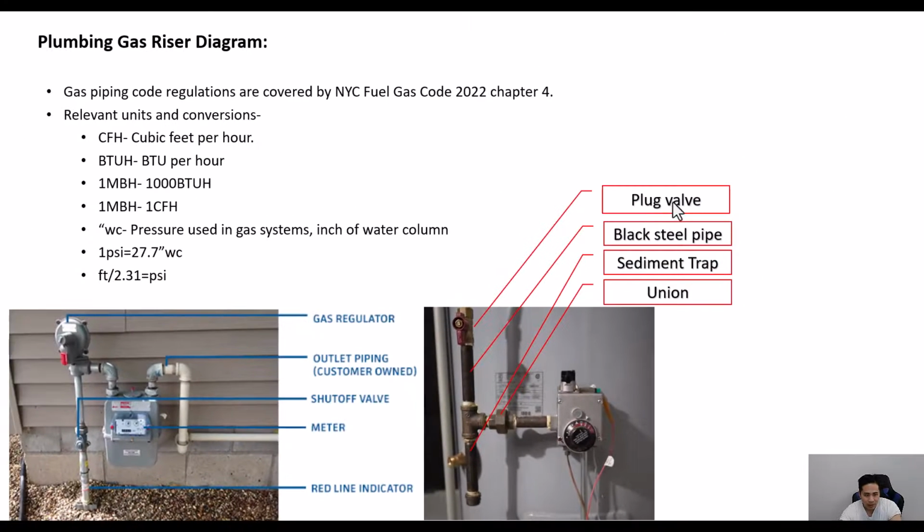So here are the labels. This is a plug valve. The piping used for gas is typically black steel pipe, and it looks like this here. This is the sediment trap, and this is the union.